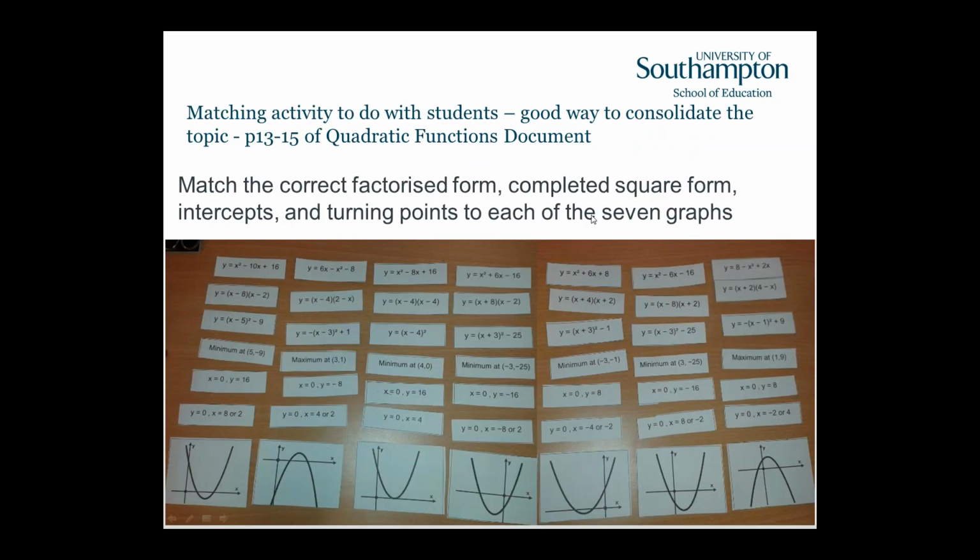This is part of a document I've put called Quadratic Functions. It's got massive activities in there, so that probably helps as well. It's got the original form, the factorised form, completed square. You put where the vertex is, you put the intercepts, the y-intercept and the x-intercept, and the sketch. And you can match them all together. When you have finished the whole of quadratics, it's a really nice one for them to do.